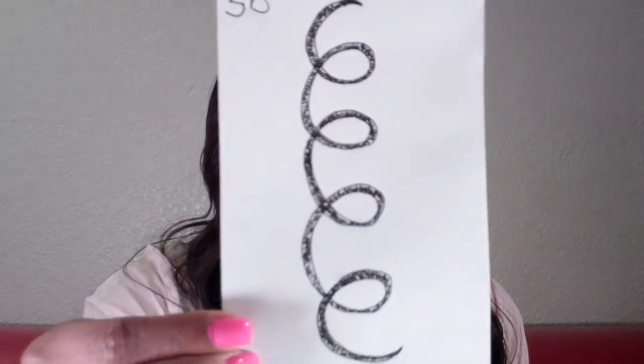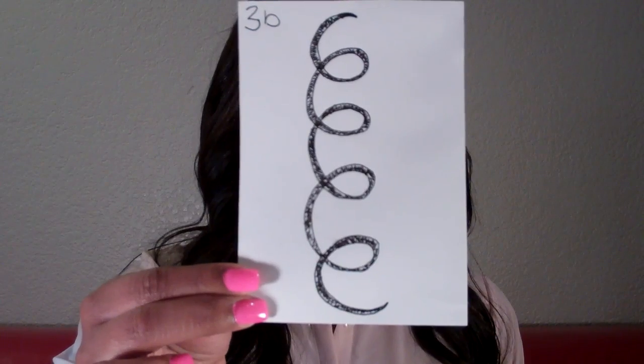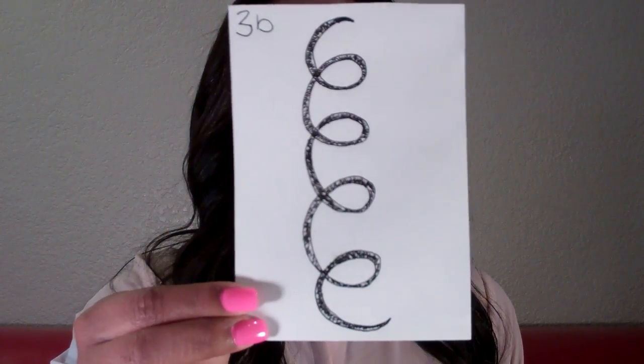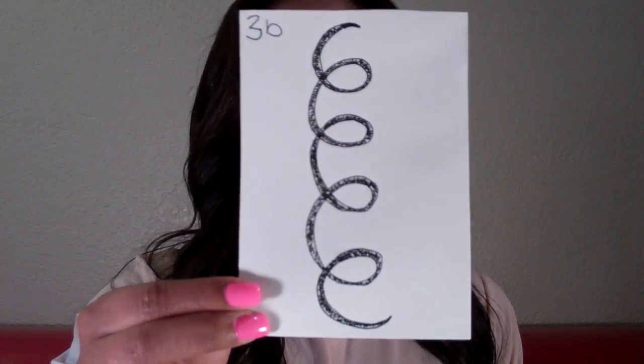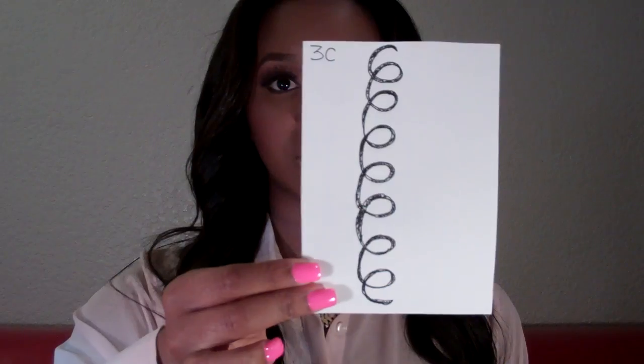This is 3B. So you can see there's more coils happening more frequently on the strand. So that's 3B. So now I'm about to show you 3C, which is my hair type that I have towards the hairline of my hair. So this is 3C. So you can see there's more coils and it's really curly. So that's 3C.